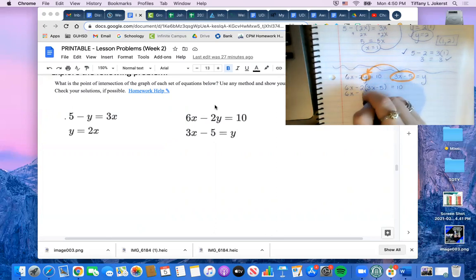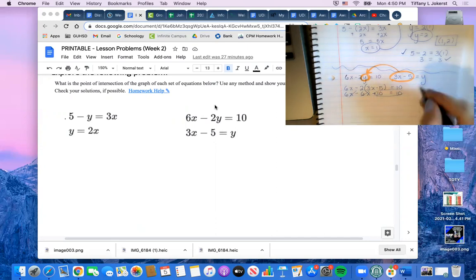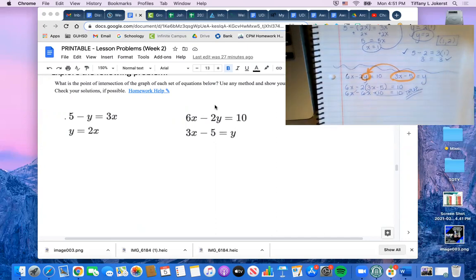Negative 2 times 3 is negative 6x. Negative 2 times negative 5 is a positive 10. And that's going to equal 10. Ooh, this one's interesting because 6x minus 6x, those go away. I actually end up with 10 equals 10, which by the way is a true fact.